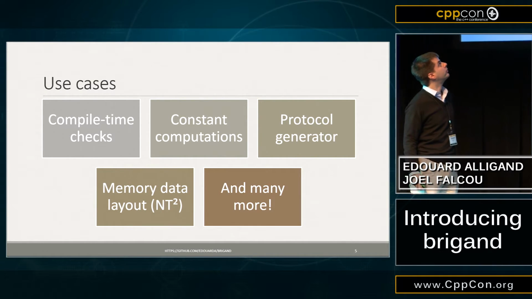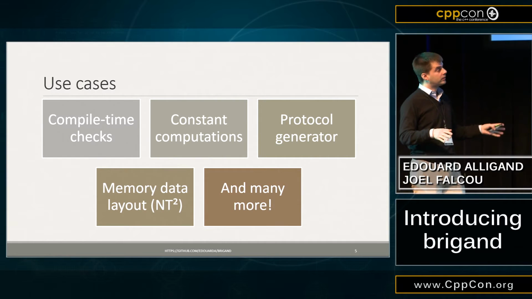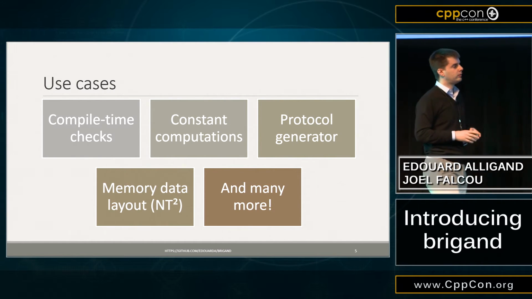So what do we use Brigand for instead of just playing around with C++? Compile time checks, obviously, constant computations. In QuasarDB, we don't really write the protocol. We generate it, serialization. And what do you use it for as well, exactly?